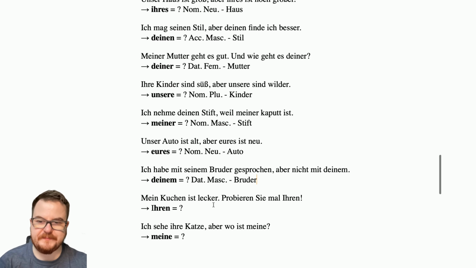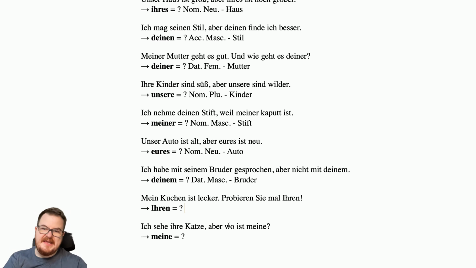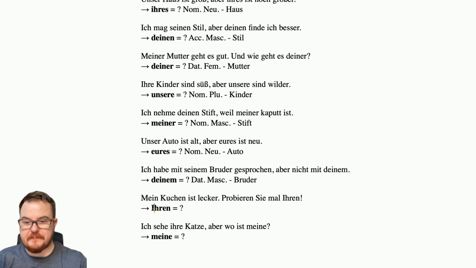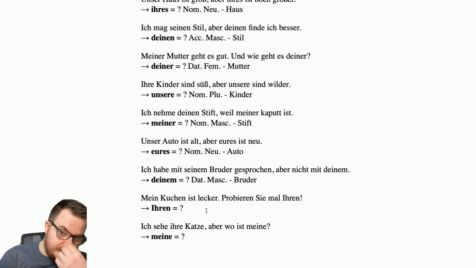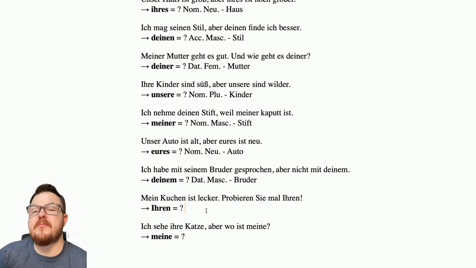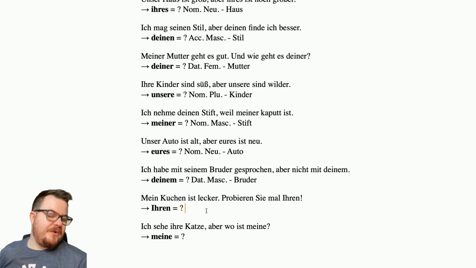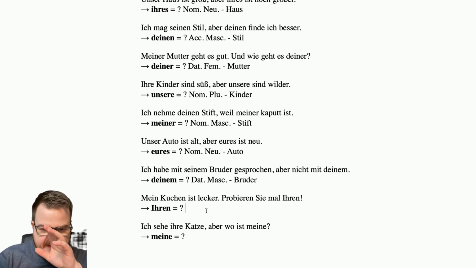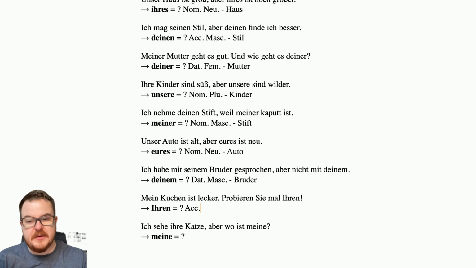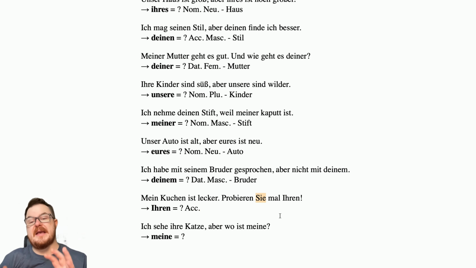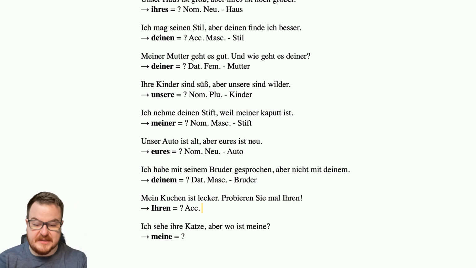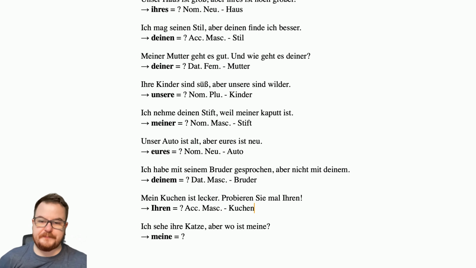Bruder. Okay, gut. Dann mal Kuchen, ihren. So this is actually the formal you. My cake is delicious. Formal you. You, sir, try your cake. The formal you. And here, this is accusative because the nominative is here and it's in the command form. Try yours. I'm telling you to do something. I'm giving you a command. So this is the nominative, and that would be accusative, and it's replacing something that's masculine. Okay, and the word itself that's being replaced is Kuchen.